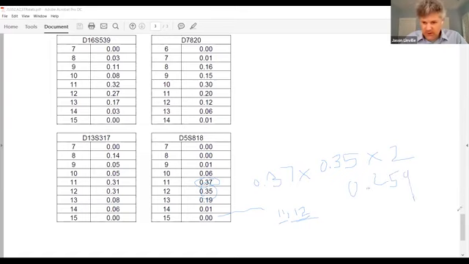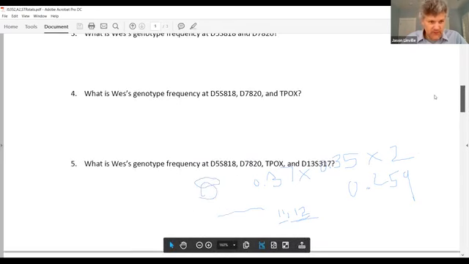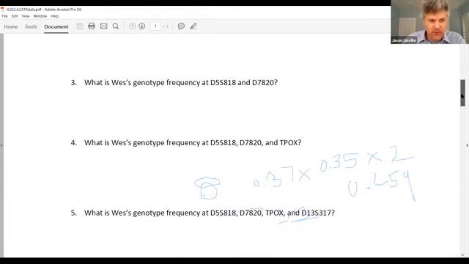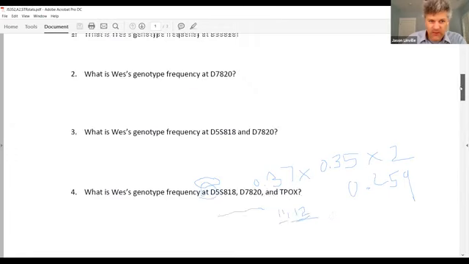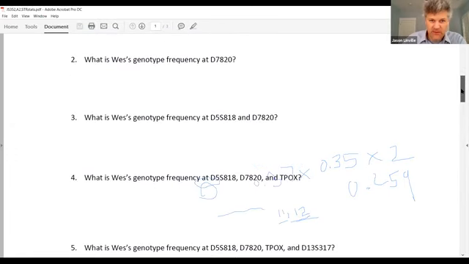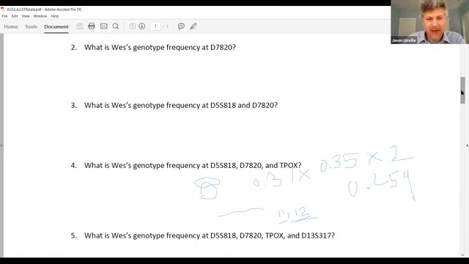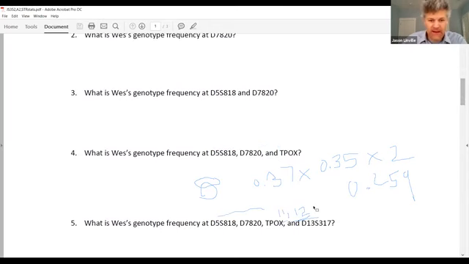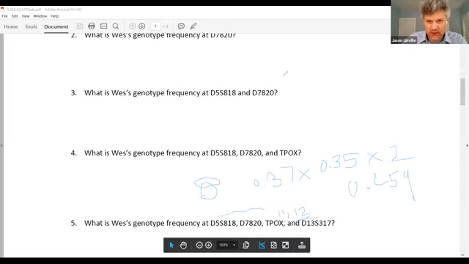You guys got this. Then for number 2, you're going to do the same thing, but at D7S820. And then notice at number 3, where it asks you at D5 and D7, you don't really have to do any math. You just take your answer for number 1 and multiply it by the answer for number 2. But please get in the habit of not just writing the answer down under number 3. Actually write down the answer for number 1, rewrite it down here under number 3.